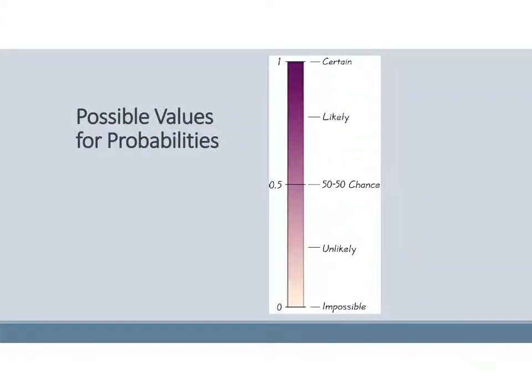And that's just another thing showing you how values of probabilities relate to each other. And that if it's between 0 and 0.5, it's unlikely. And between 0.5 and 1, it's likely. The closer you get to 1, the more likely it is. The closer you get to 0, the more unlikely it is.